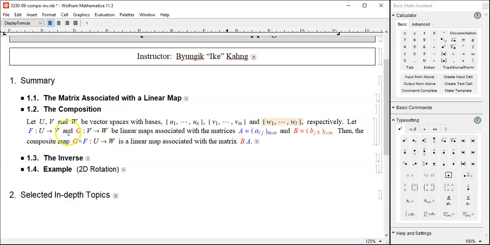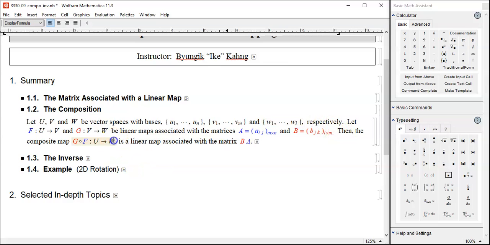And then the linear map from U to V, n dimension to m dimension, and the linear map from V to W, m dimension to l dimension, will be associated to the matrices A and B, which are m by n and l by m. So this is n dimension to m dimension, and this is m dimension to l dimension. So you see, n to m, that's A, and then m to l, that's B.